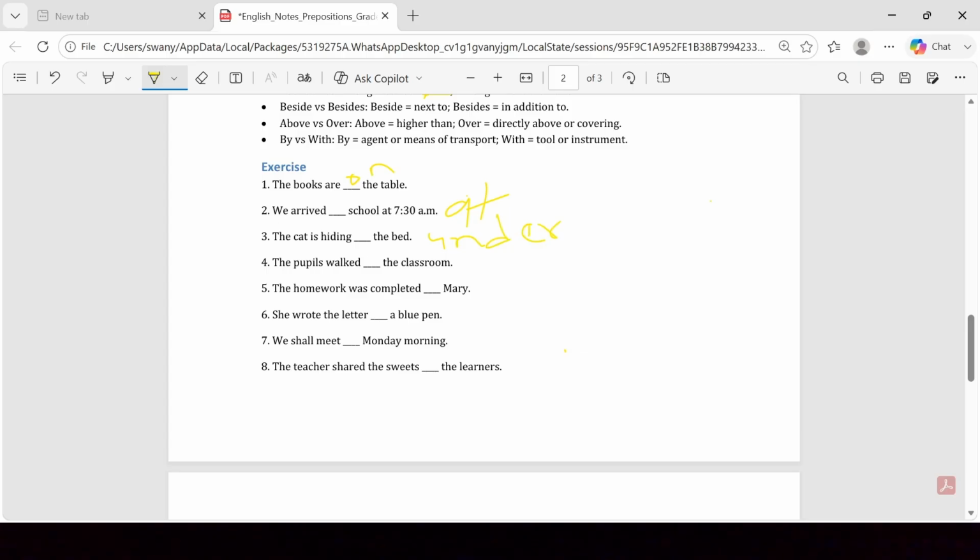The pupils walked dash the classroom. So the correct answer there was supposed to be into. The pupils walked into the classroom.